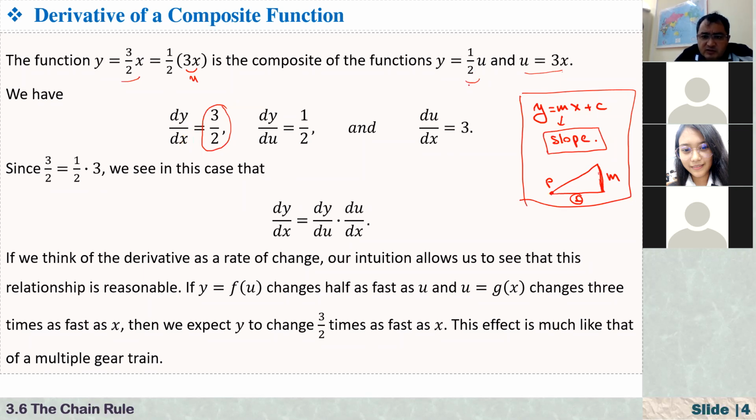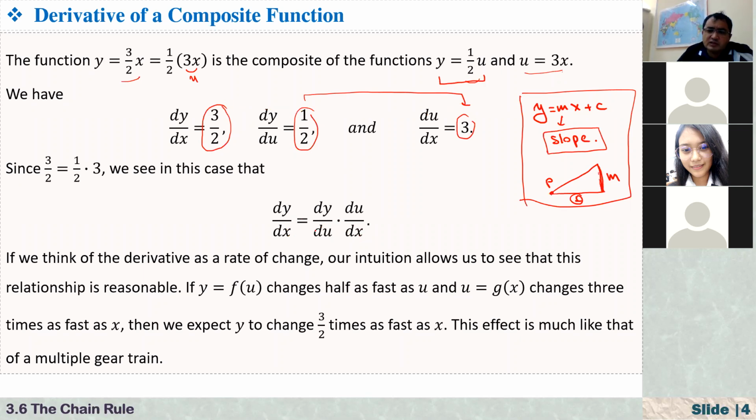So now if you consider this separately, y is equal to 1 over 2u. If you differentiate y with respect to u, that's equal to 1 over 2. And if you differentiate u with respect to x, it is equal to 3. And now you see that 3 over 2 is just the product of these two, right? 1 over 2 times 3. So now we have dy/dx is equal to dy/du times du/dx.